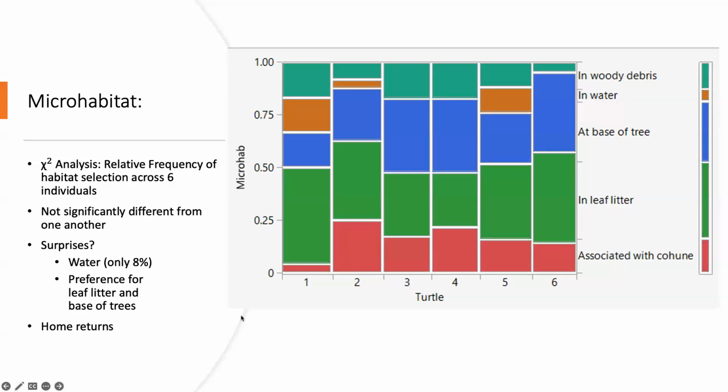So I ran a chi-squared analysis of the relative frequency of habitat use. I did not find significant difference in their habitat selection from each other. Some of the interesting surprises though, we'll get to that in a second.